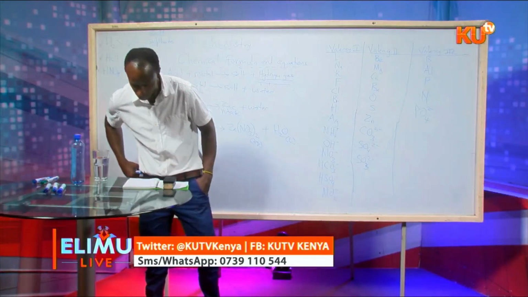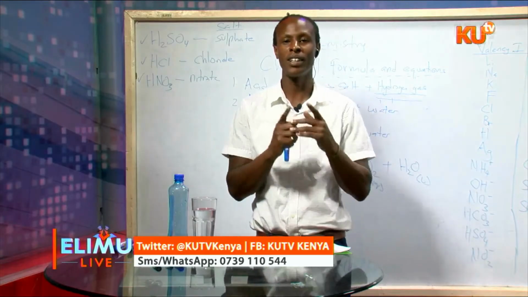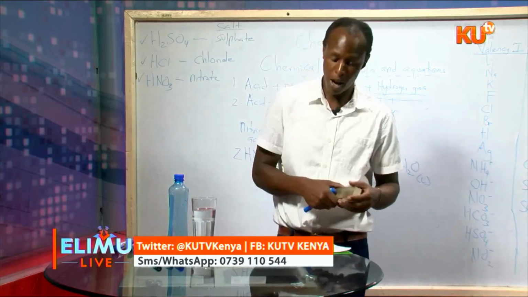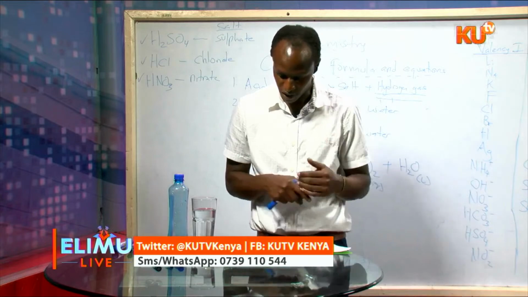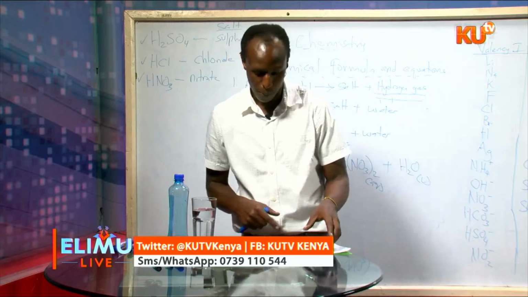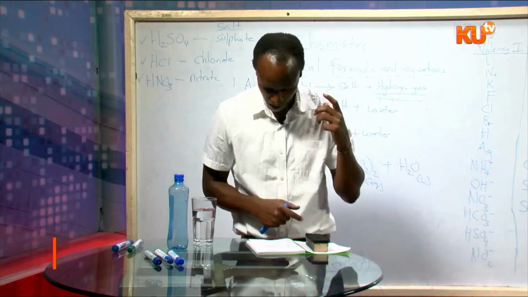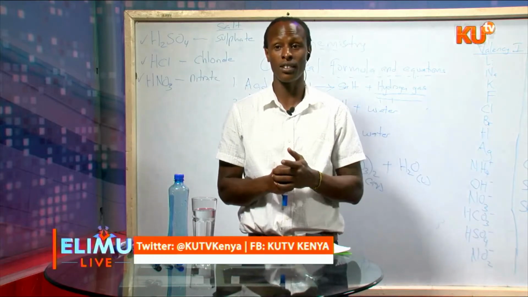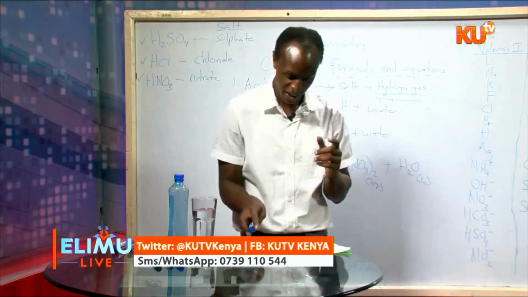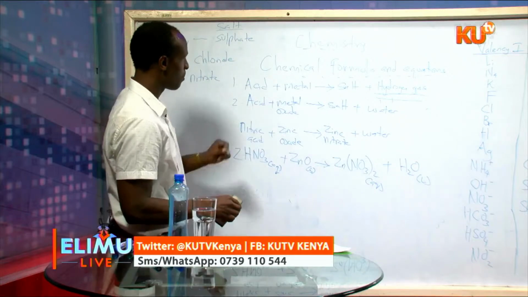So at home you can attempt to write this one: magnesium oxide plus hydrochloric acid. And you can send your answer through the number below your screen, and we can see how you have done. The second one is iron 3 oxide plus nitric acid. So that's another reaction between an acid and a metal oxide.